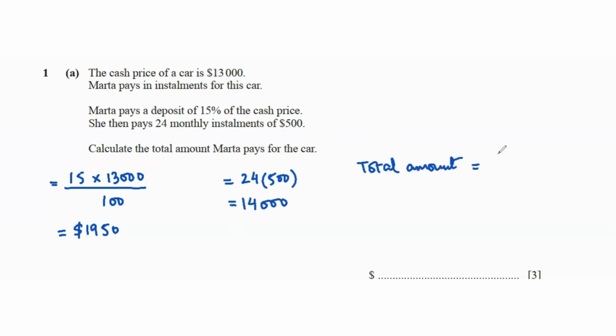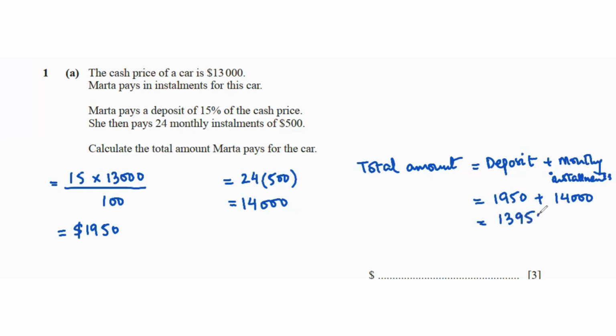So now the total amount is going to be your deposit plus the monthly installments. So now that means we're going to add the two values that we just calculated, 1,950, which was the deposit amount, and the monthly installment, which is 14,000. So when you add the two, what you should get is $15,950.